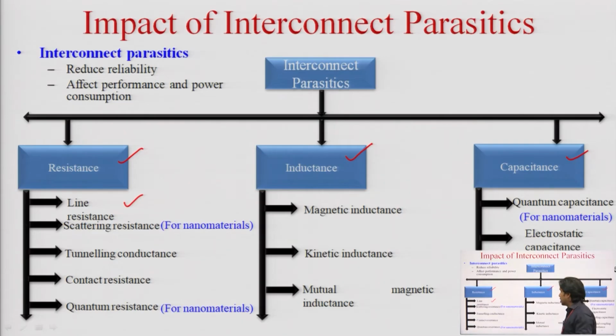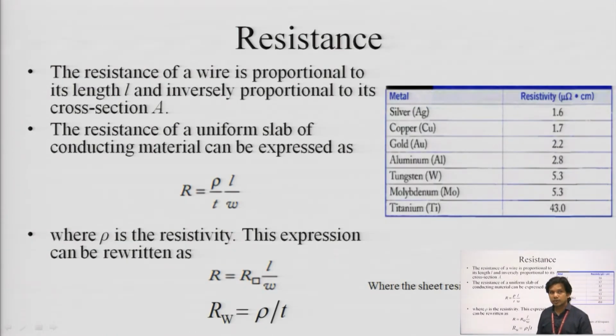Now, in terms of capacitance, we have a quantum capacitance for nanomaterials and electrostatic capacitance that you can observe between the material and the ground, and the coupling capacitance that you can observe between the two wires, mutual coupling capacitance. Okay. Now, we will see one by one.